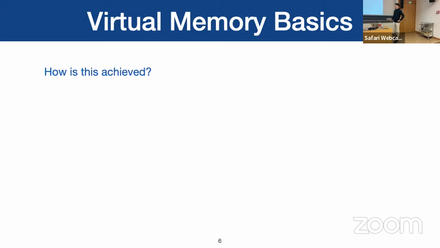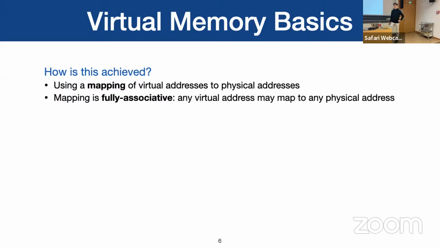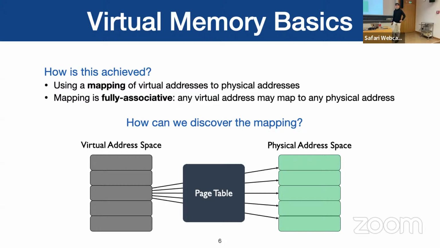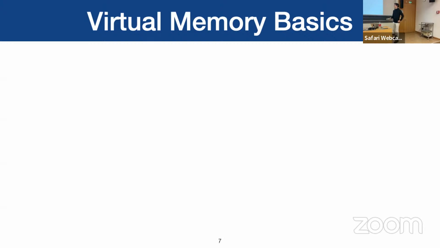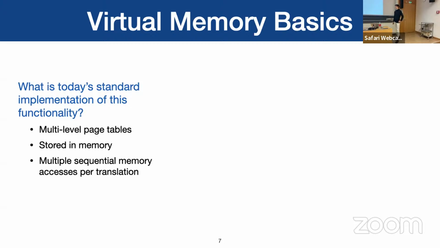This makes the code independent of the microarchitecture and the memory hierarchy. We've already seen in the last presentation that this is achieved using a mapping from virtual to physical addresses. This mapping is fully associative, which means that we can map any virtual address to any physical address. Utopia questions whether that is really necessary. How can we discover the mapping? We use a page table that maps from the virtual address space to the physical space, implemented using multi-level page tables, which are stored in memory.